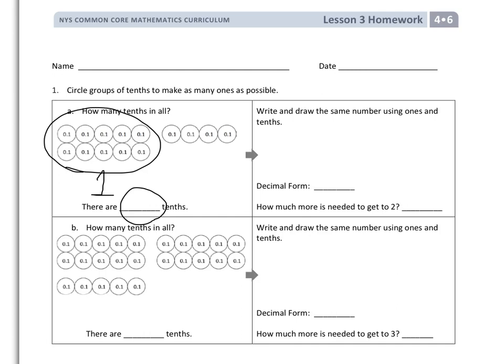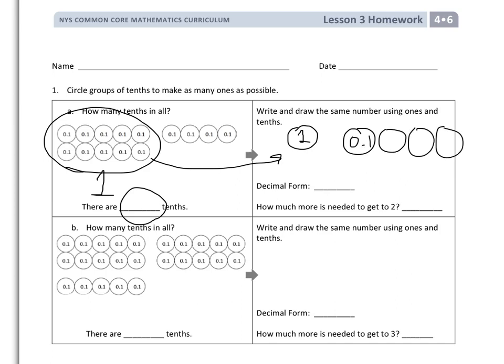And then on the side, it says write and draw the same number using 1 and tenths. So this group that I circled, I'm now going to draw just one disc and put a 1 in there for it. And then I'm going to show the remaining 4 tenths. So then this decimal form becomes 1 whole and 4 tenths.